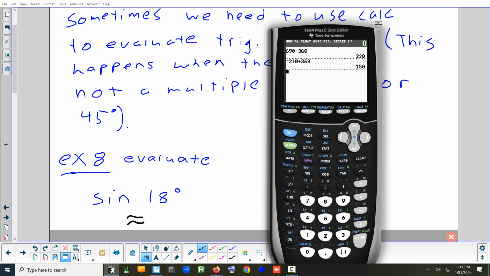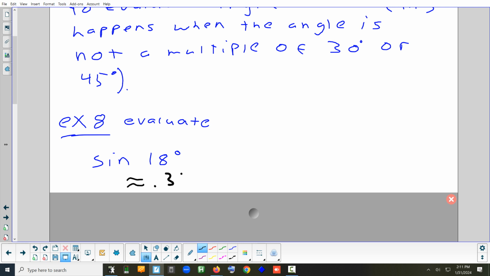It'll stay in the last mode that somebody put it in. Now, is 18 a multiple of 30? No. Multiple of 45? No, that's why we're using the calculator. And all we do is round this off. These are the ones where it is okay to round. So we'll just put 0.31. If they wanted 3 decimal places, we'd go 0.309.